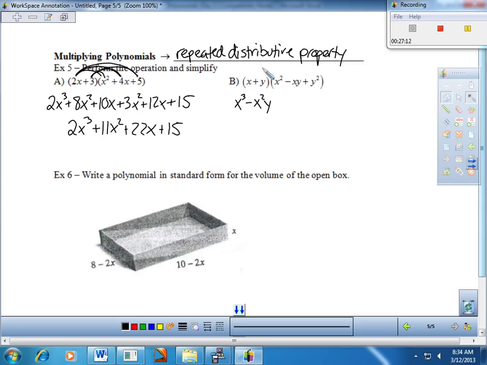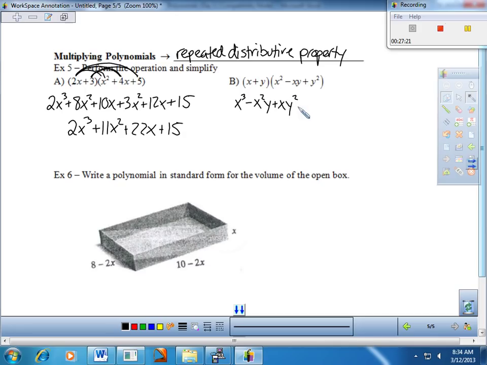And then x times y squared is exactly that, xy squared. All right, there are your first 3 terms when you multiply it in. Now, let's go ahead and take this and distribute it in 1, 2, 3 times.